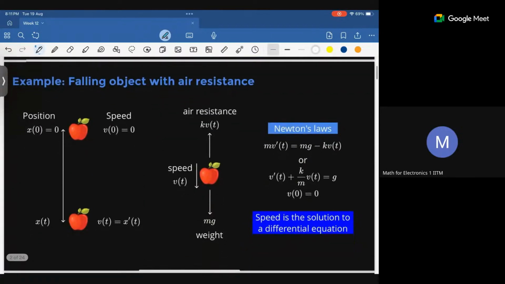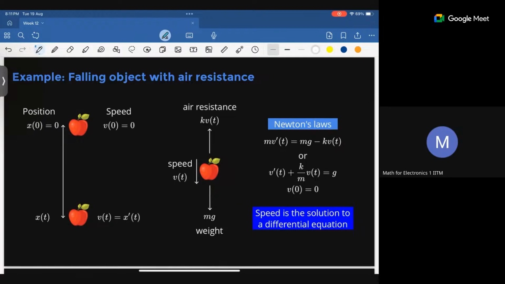Okay, so let's see the very first, simple example, which is when an object is just falling from some height to the ground. So the initial position of this apple is at some height, and it is dropped from that height. And since at the start its speed will be 0, and we will assume the position is also 0, it starts falling from there to the ground, right.